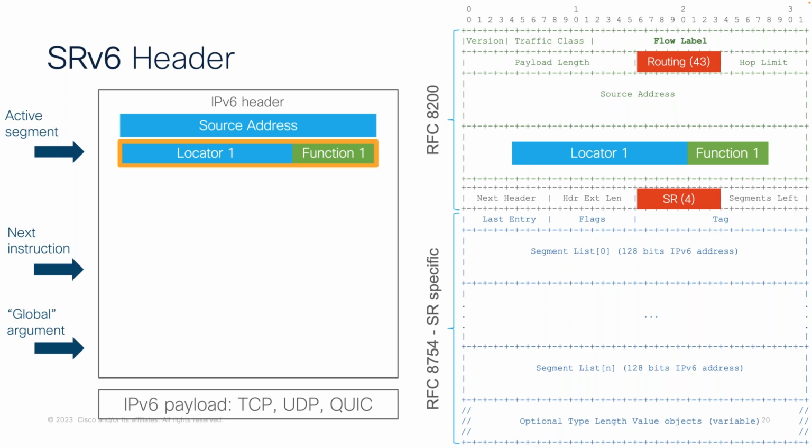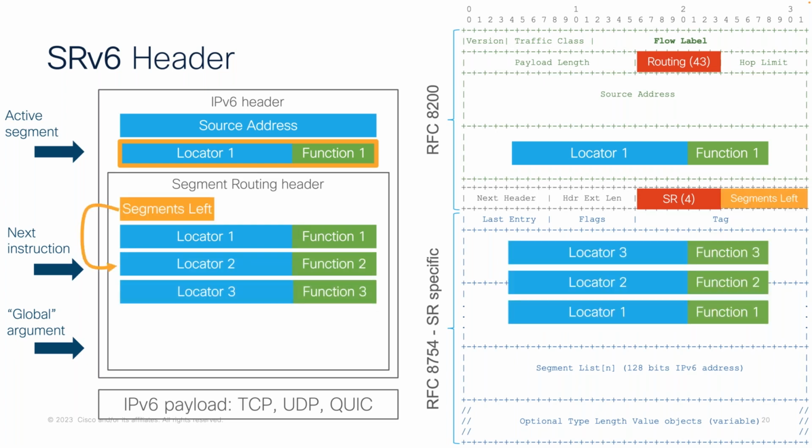So the active segment, as we said, is stored in the destination address. So when a packet with this IPv6 and SR header and payload is traveling through an IPv6 network, the destination address tells us where our first function is located and what the first function is. The segment list then contains that list of next segments, and you'll notice that actually the order is reversed. When you see these SR headers in sniffers, you'll see that the segment that's closest to the top of the header is the last segment, segment 3, and the segment that's furthest from the top of the header is the first segment to be executed. That's because the segments left value is actually an index into the next instruction in the SRH.